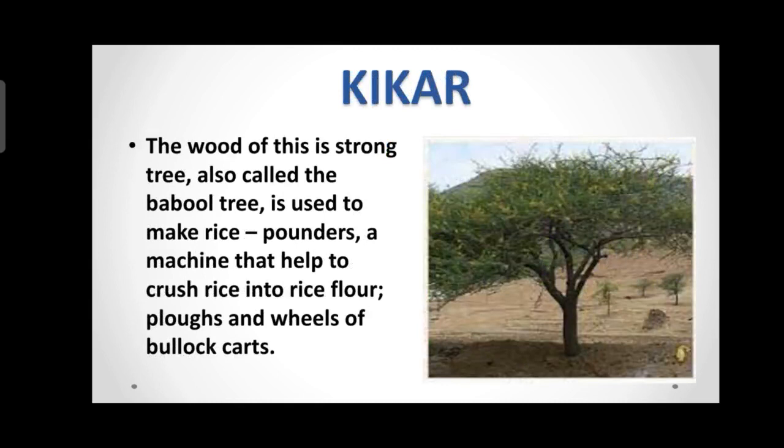Kikar tree. It is a small thorny tree. The different parts of this tree are used for various medicinal purposes. It's widely used for firework and timber. Its wood is also used for paper production. The wood of this tree is very strong and it is also known as the babool tree. It is used to make rice pounders, a machine that helps to crush rice into rice flour, plough, and wheels of the bullock carts.